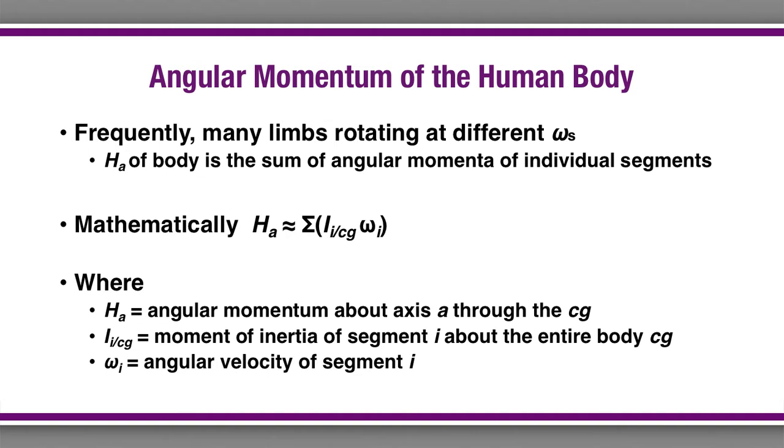In human motion, frequently many limbs are rotating at different angular velocities. So angular momentum of a body is the sum of angular momentum of individual segments. Mathematically, angular momentum, or H, is roughly equivalent to the sum of inertia about a center of gravity of segments times the angular velocity of each segment.